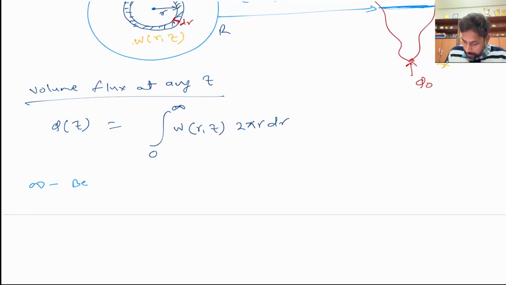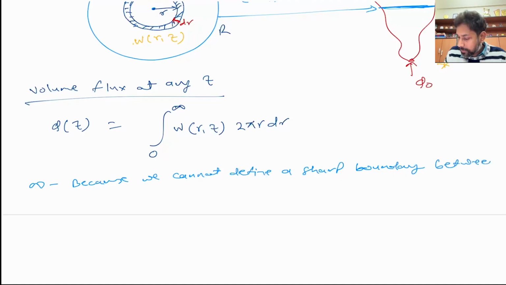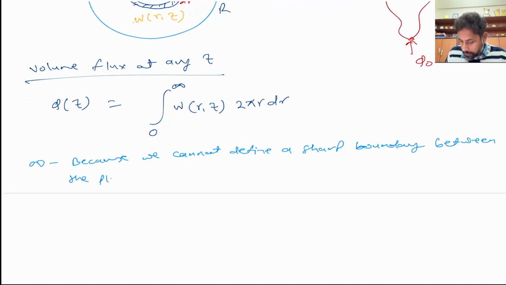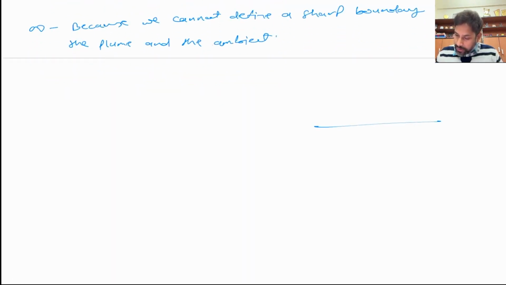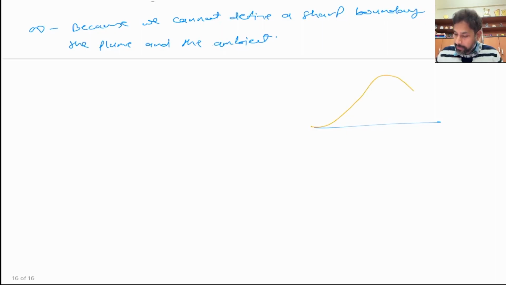Infinity, because we cannot define a sharp boundary between the plume and the ambient, right? So we are not able to define a sharp boundary, and that comes from the Gaussian profile model we are considering, where if you remember, the velocity profile at any z looks something like this, right?